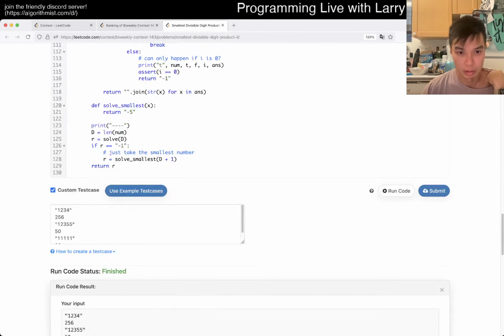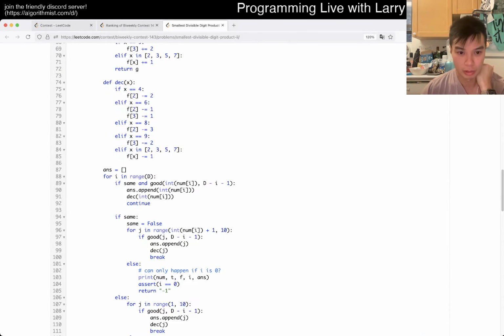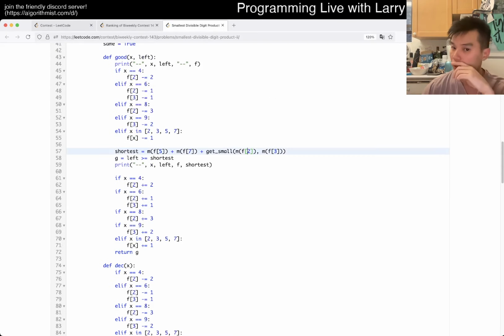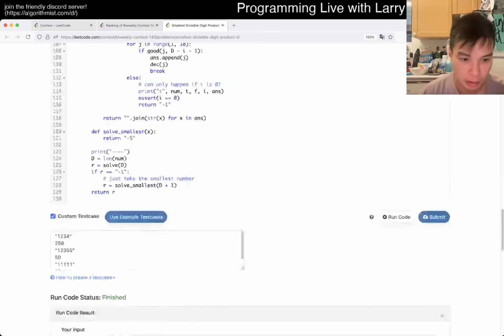Okay. As long as we're still able to get the shortest to be true, because those are the requirements. Okay, I think this is right.